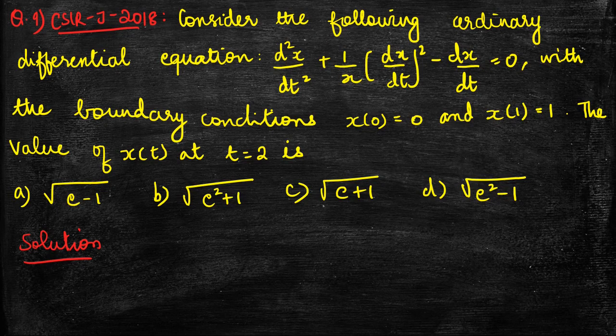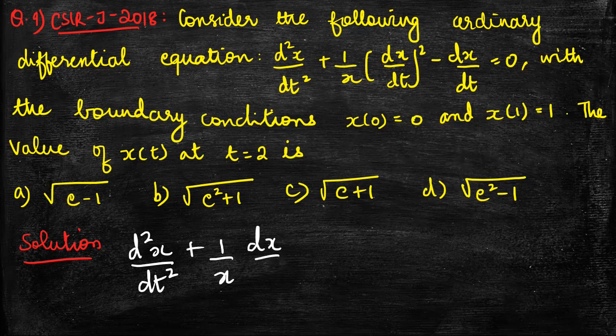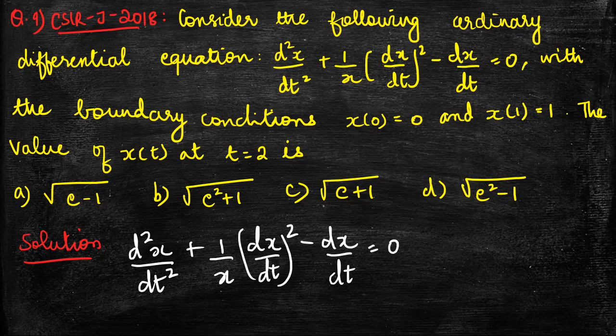Now here this is a second order differential equation, but before that we'll have to see if we can get any kind of form, like is this a known form of differential equation or not. So d square x by dt square plus 1 by x (dx by dt) the whole square minus dx by dt is equal to 0. This is not of a known form, so we'll have to bring this to a known form.